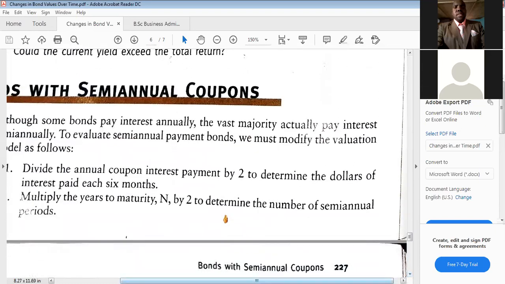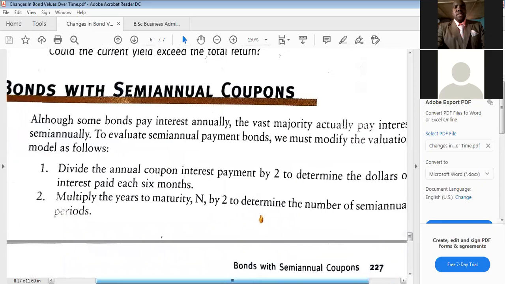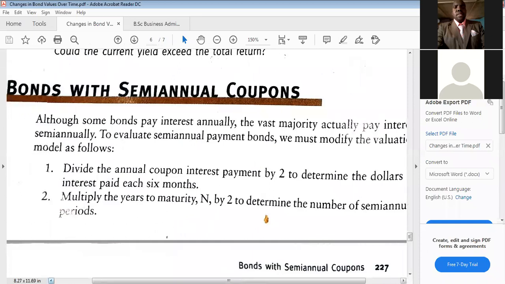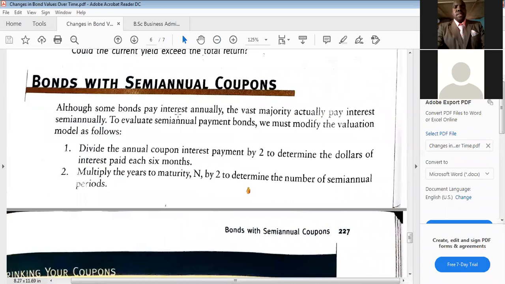So we look at bonds with semi-annual coupons. Although some bonds pay interest annually, the vast majority actually pay interest semi-annually. To evaluate the semi-annual payment bonds, we must modify the valuation model as follows. So the valuation model you got has been modified.